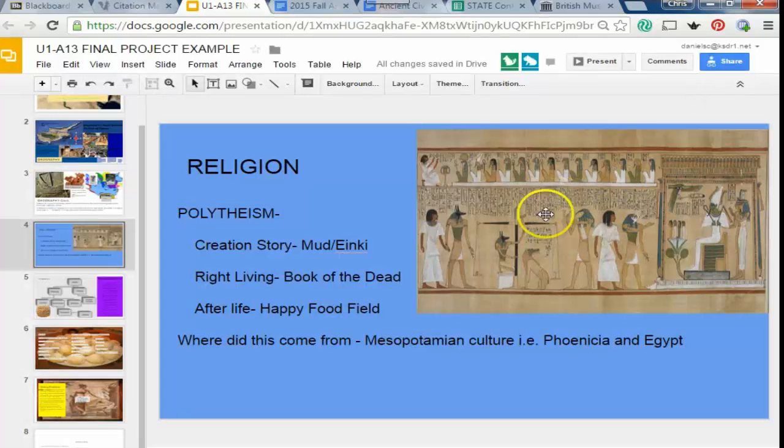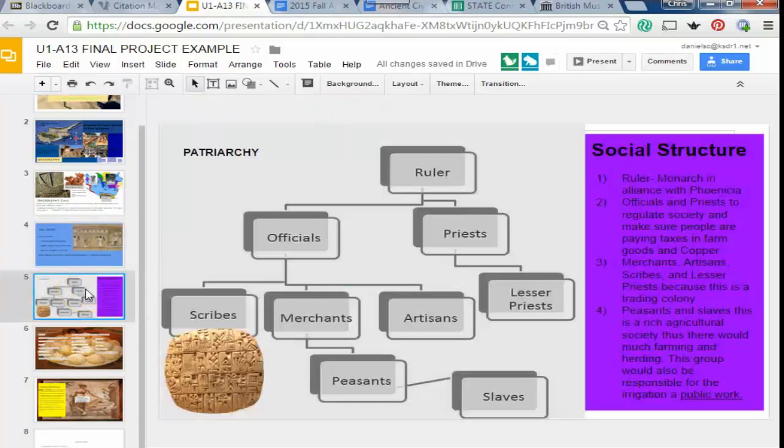I've included some writing here. You got hieroglyphics, okay, and you have cuneiform, and the way that we know how to read hieroglyphics is the Rosetta Stone. Moving on. Here is the social structure noted up here. It's a patriarchy. Stole the social structure from Mesopotamia: ruler, officials, priests, scribes, merchants, artisans, and lesser priests. And then over here is a description of how they work. And notice that the scribes would be writing in cuneiform to record those trades. This is wedge-shaped writing on clay tablets again.